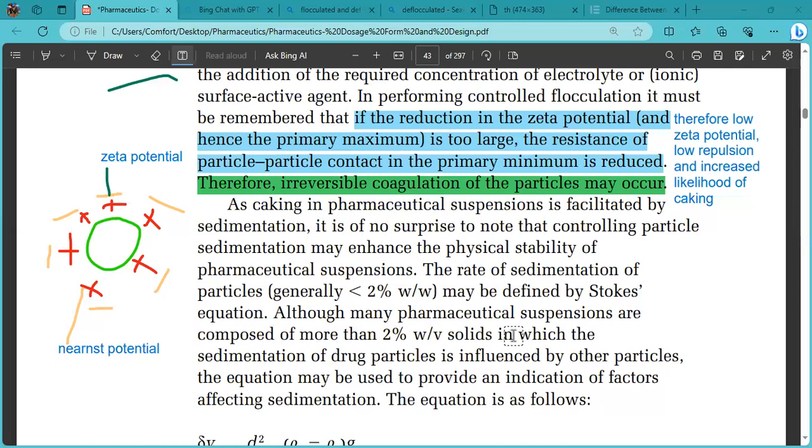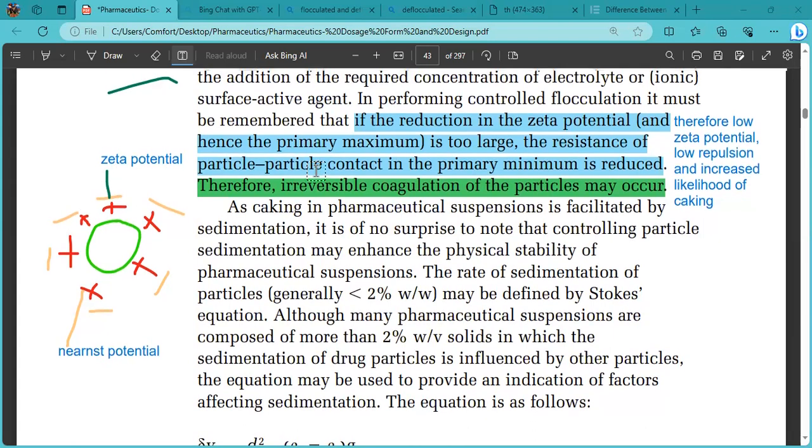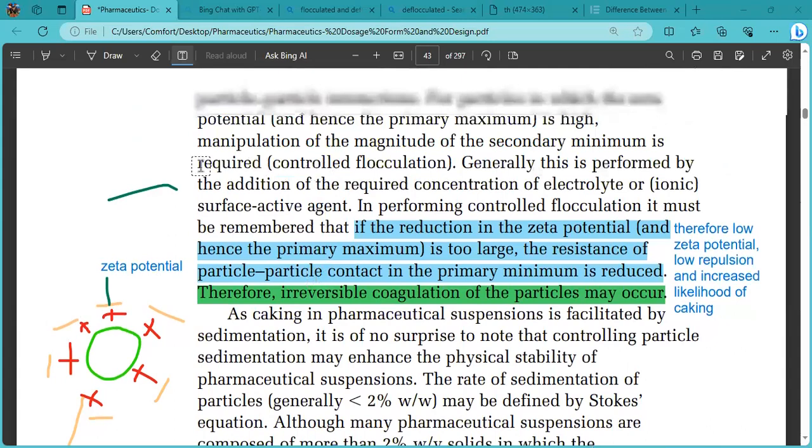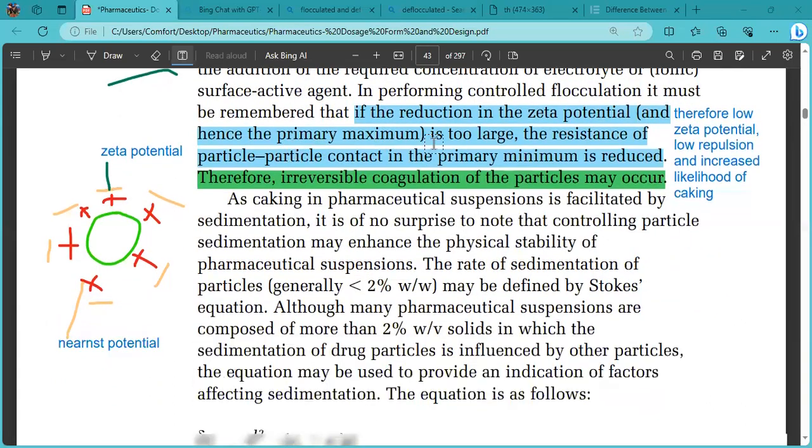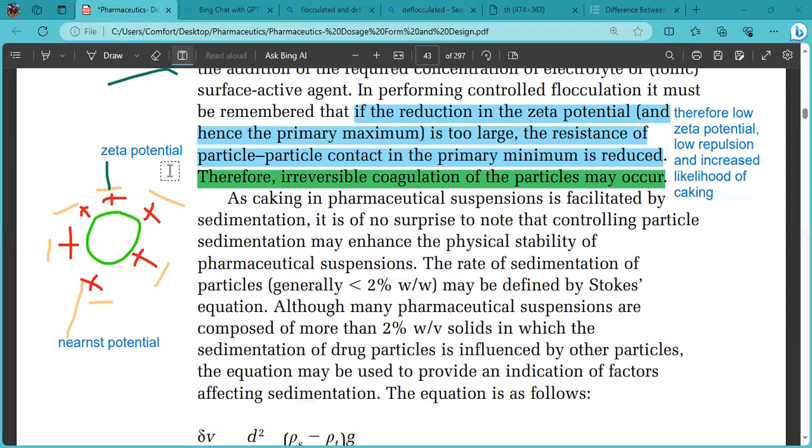So I'm not sure where I broke off from, but just to recap again, this potential is a result of this negative charge, and if the zeta potential is low, there's low repulsion. If there's low repulsion, then it will be easier for these particles, as a result of gravity, the weight of these particles, to overcome the repulsion forces, and therefore it will easily form a cake.